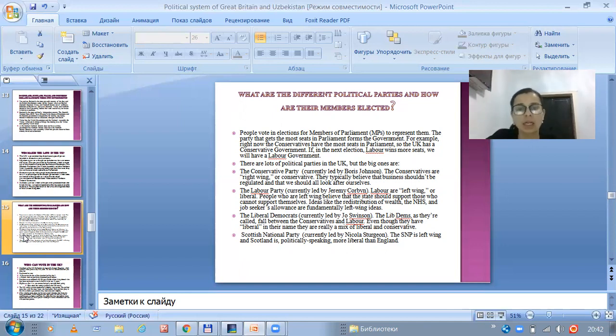The Labour Party, led by Jeremy Corbyn, is liberal and left wing. People who are left wing believe that they should support those who cannot support themselves.